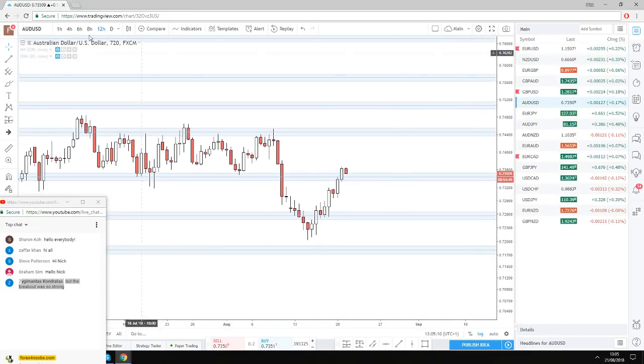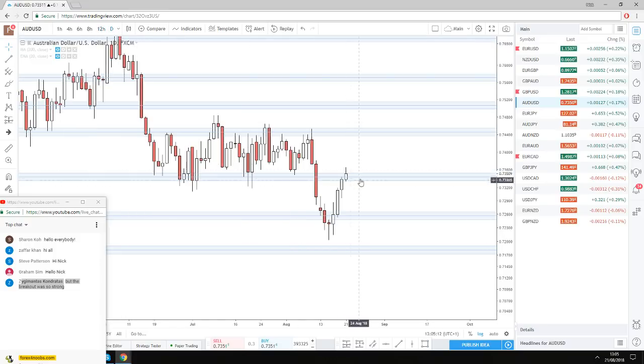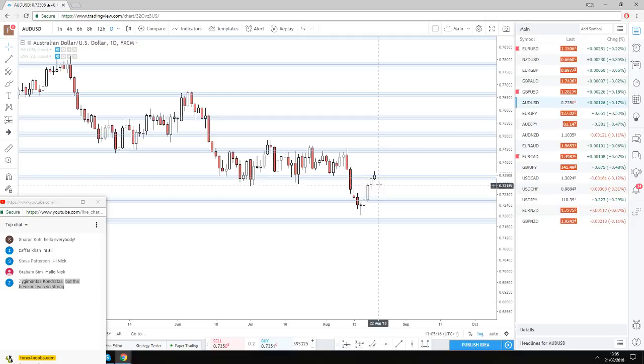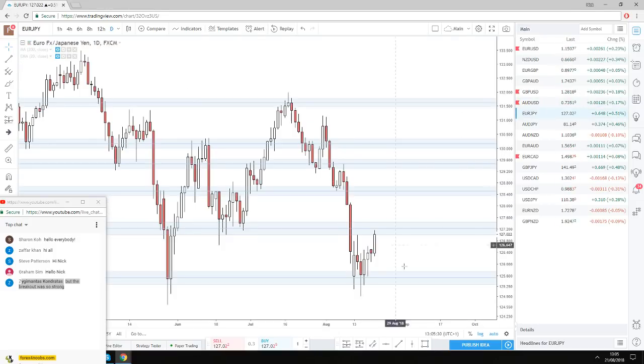AUD/USD, similar situation to EURUSD. Price is stalling out on top of this resistance area, so I'm looking for a potential short trade. It could go back into the range. If it goes back into the range, I'll be looking to take some range trades. But for now, it's stalling out on this resistance area. So the same thing as EURUSD, looking for a potential short from here. We're going to wait and watch this one.